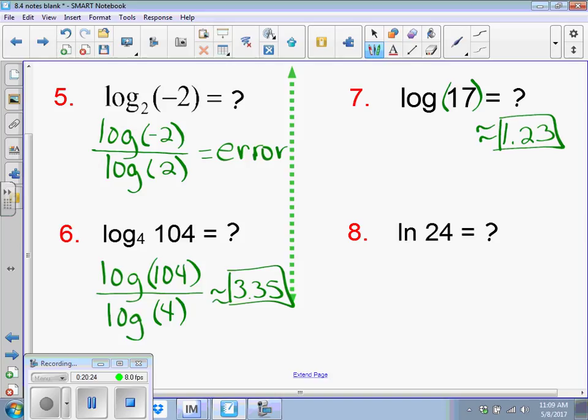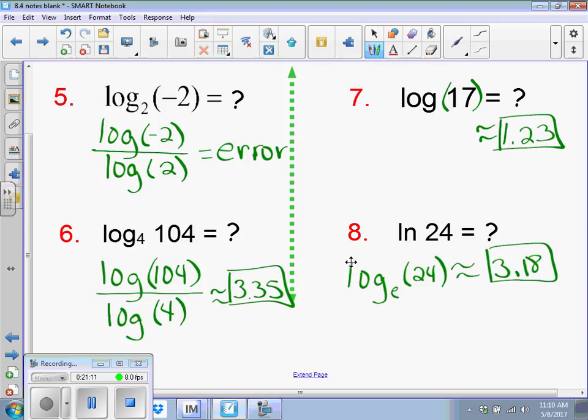And what about number 8? Do I need to change anything, or can I just use the LN button in my calculator, correct? The LN button, the natural log button, right underneath log. So just do LN of 24. This is the same thing as log base e of 24. That's the same thing, just called the natural log. So if you ever see log base e, you can use the LN button for that. Okay?